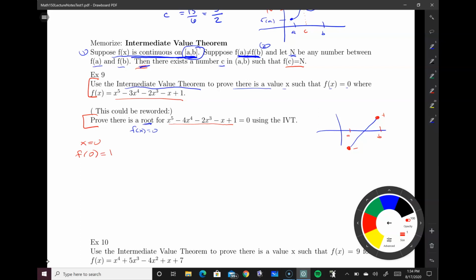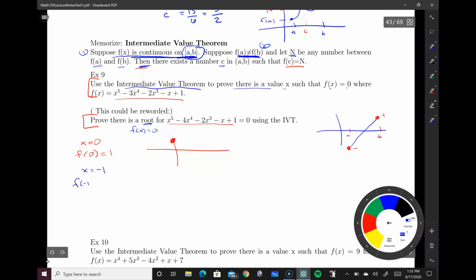Okay, so let me just get the picture going again. f of 0 is positive 1. So there we are. Now I need to pick some x value where the y value will be below the x-axis. Because I'm looking at that, I'm going to say, let's choose x equal negative 1, because I see lots of negatives in here, yes?